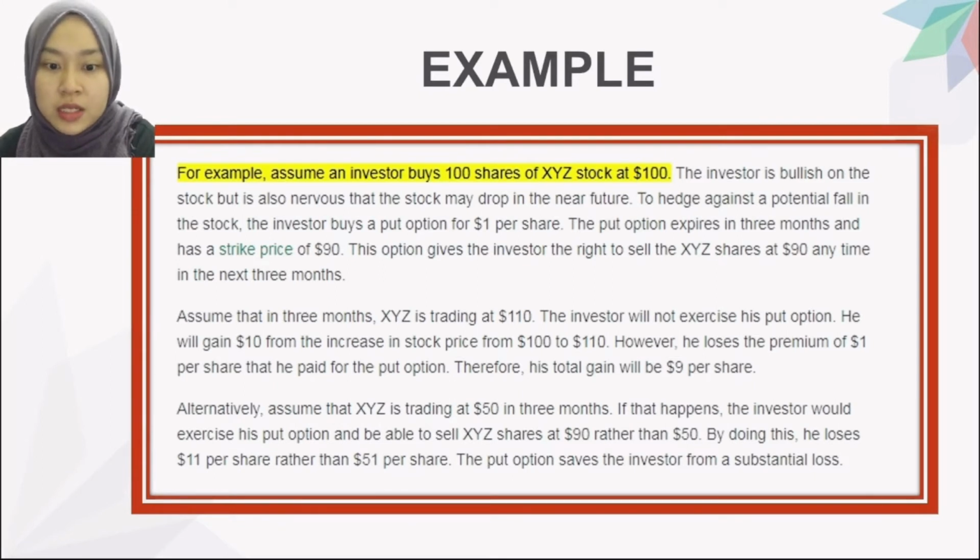But let's say XYZ is trading at $50 in 3 months. If this happens, the investor will exercise his put option and will be able to sell the XYZ shares at $90 per share rather than $50. By doing this, he only loses $11 per share rather than $50 per share. So this option saved the investor from a substantial loss in the future.